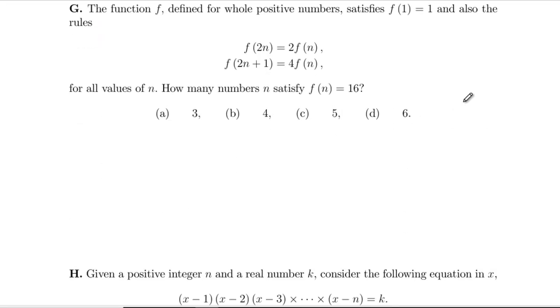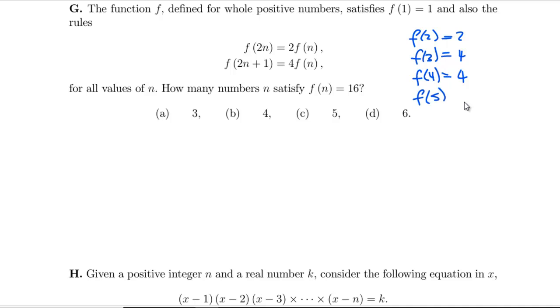G, the function f defined for whole positive numbers satisfies f of 1 equals 1 and also these rules. So to get further numbers, so you can double it. So f of 2 is going to be 2. F of 3 is going to be equal to, that'll be the next one, so 4. All right, okay, fair enough. F of 4, you're going to be doubling f of 2, which will give us 4.